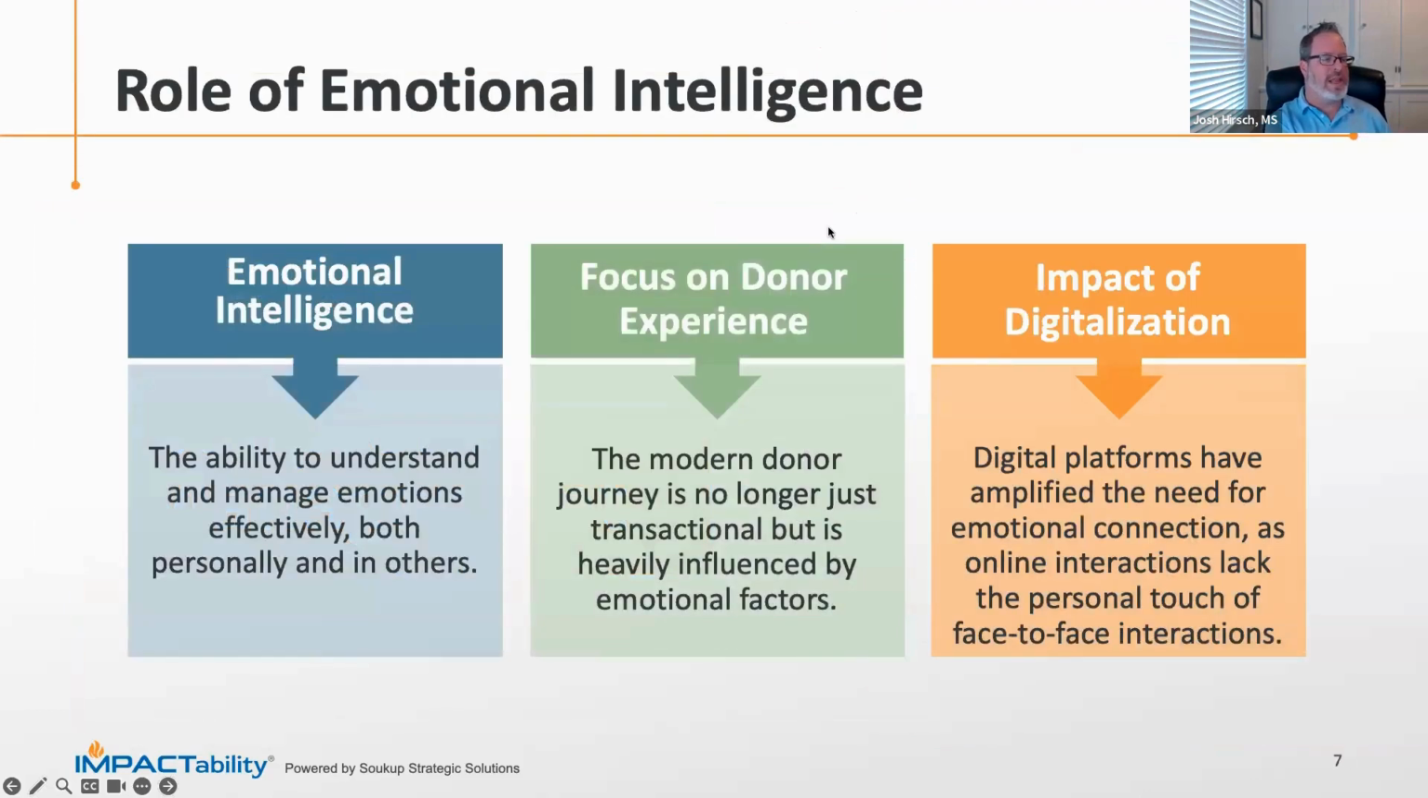As far as how emotional intelligence comes into play, at its core, emotional intelligence is about understanding and managing not just our own emotions effectively, but those of others as well. In the nonprofit sector, emotional intelligence is crucial. It's at the core of building strong relationships with our donors and understanding our community needs. It's also really important for understanding our constituents.